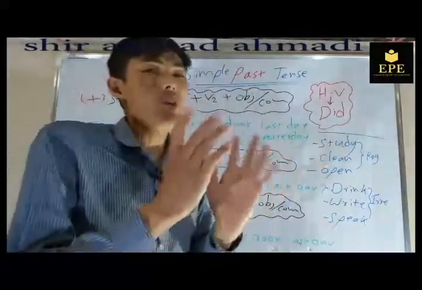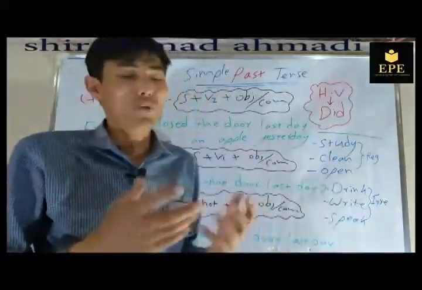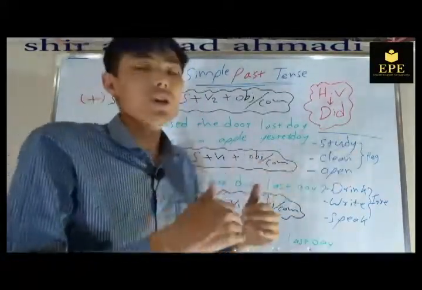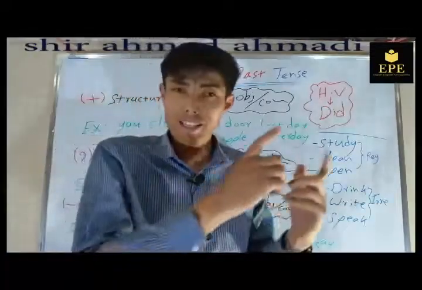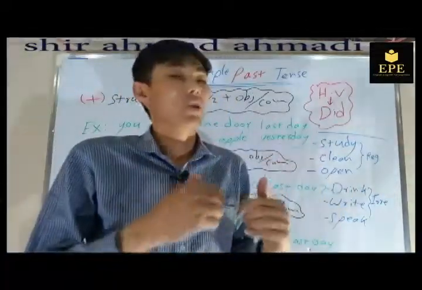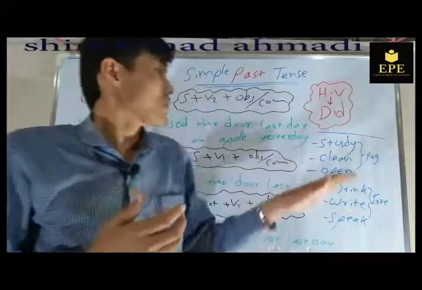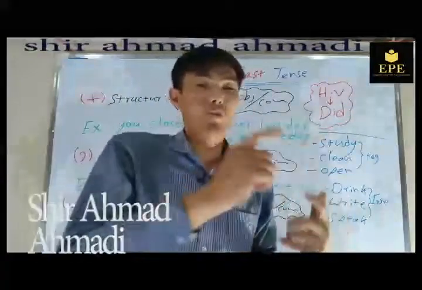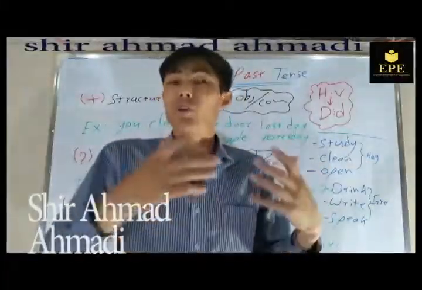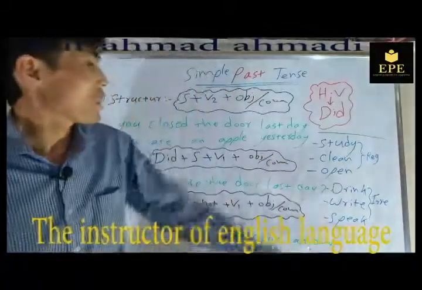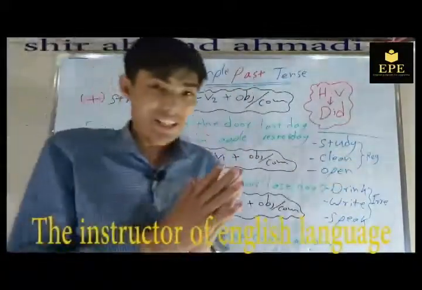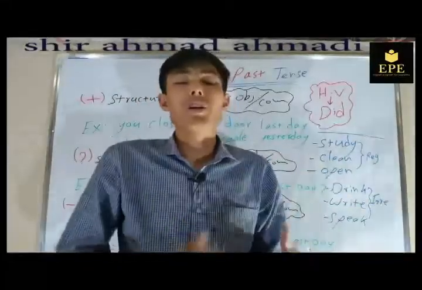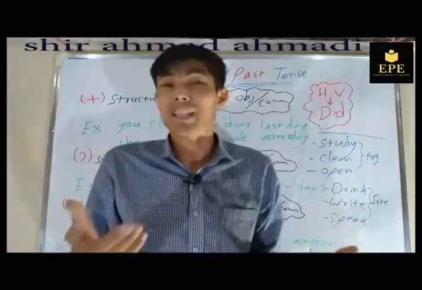So if you want to change to the question or negative, it's very easy. We just use did. For example, question form: did we study English last year, last week, 3 years ago, like this? Negative: we did not study English last year, last week, last month, 3 years ago, like this. For clean: she cleaned the tables. She cleaned the room. We cleaned the house, like this.